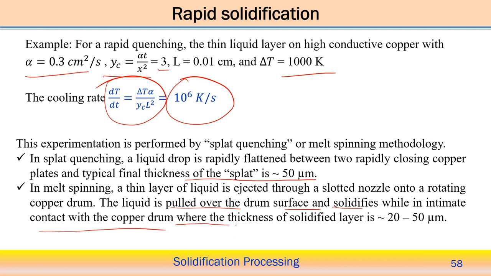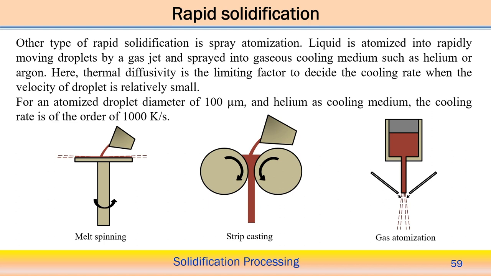So, that is why in this case it is also possible to achieve even solidification; that layer thickness might be 20 to 50 micrometer. So, with this understanding from these experiments, we can easily estimate, using this expression of the cooling rate in non-dimensional parameters, what the cooling rate can be associated with the splat quenching experiment or melt spinning methodology for a particular material. So, this is the way to understand these rapid solidification techniques, to estimate the typical cooling rate associated with them.